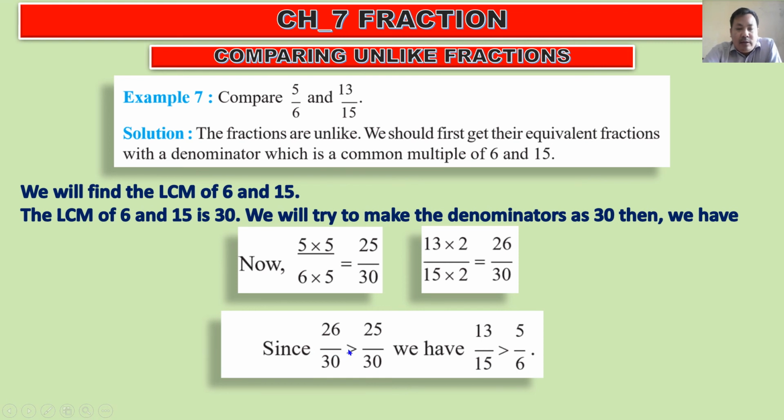We know already that if the fractions are like fractions, then we have to compare the numerators. Now we come to the point to compare the numerators. When we compare the numerators, we have that 26 is larger than 25. That means 26 by 30 is greater than 25 by 30, so 13 by 15 is larger than 5 by 6. This is the answer, the method of comparing unlike fractions where numerators and denominators are different.